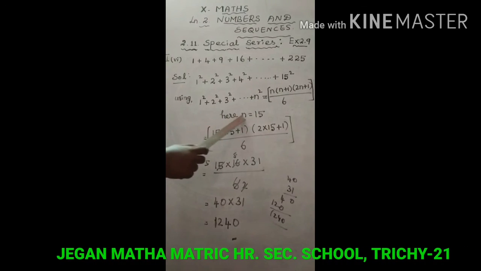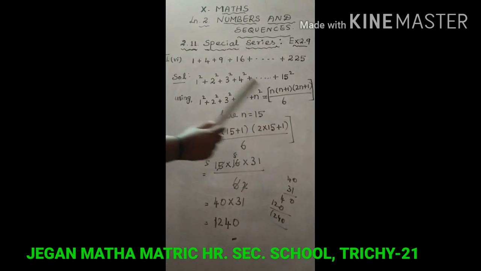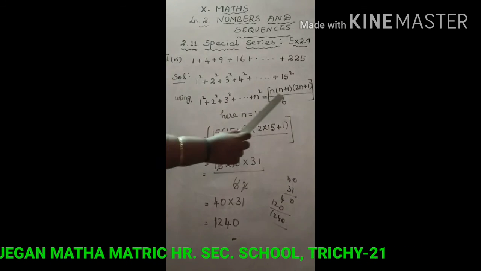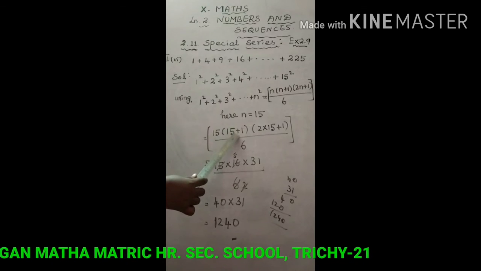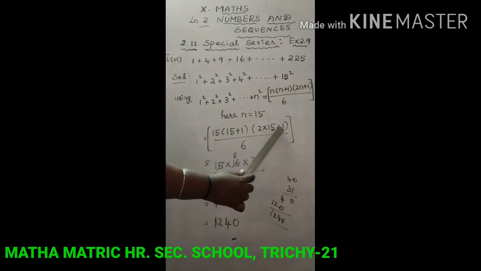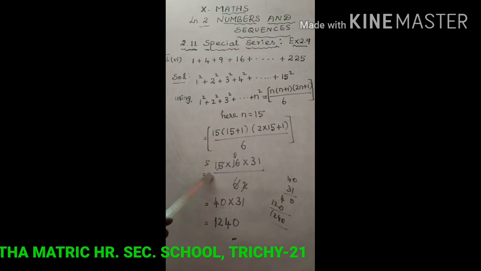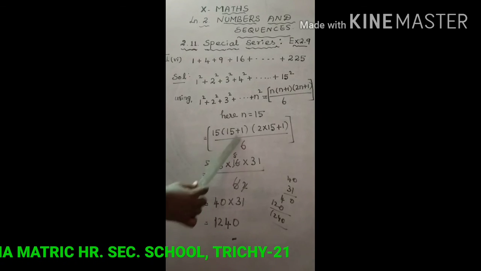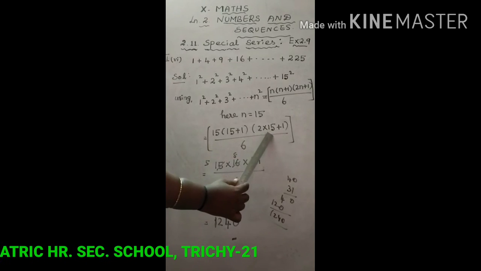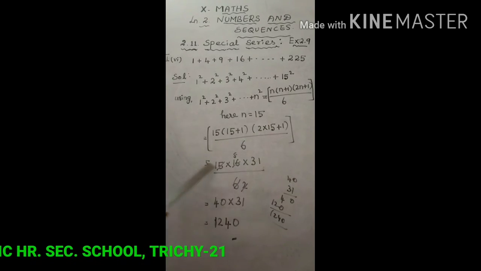Here n is equal to 15. Substitute n is equal to 15 in this formula. We have 15 multiplied with n plus 1, 15 plus 1, 2n plus 1, 2 multiplied with 15 plus 1, whole divided by 6. Here 15 multiplied with 15 plus 1, 16, multiplied with 2 multiplied with 15, 30, 30 plus 1, 31, whole divided by 6.